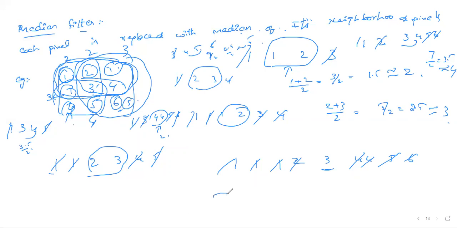So the new image is 2 2 3, 3 3 4, 4 4 5. This is the enhanced image using the median filter, meaning each pixel is replaced with the median of its neighborhood. Neighborhood means pixels at unit distance are considered neighbors, right?